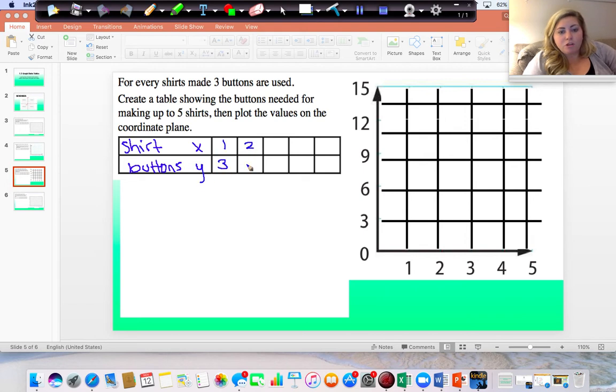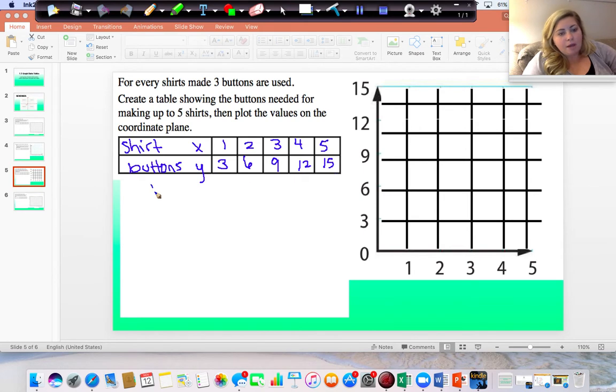For 2 shirts, when we multiply the top by 2, then we multiply the bottom by 2. So this will be 6. When the top one is 3, the bottom one will be 9. So 3, 6, 9, 12, 15. You can see that a pattern starts to form. So if we're multiplying the top numbers by 3, then we're multiplying the bottom numbers by 3.